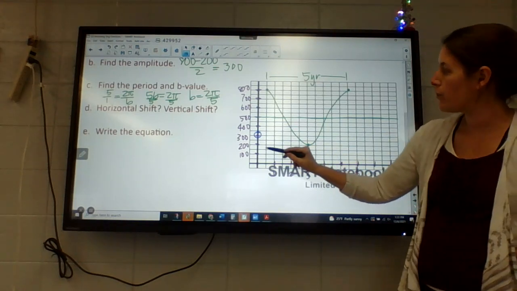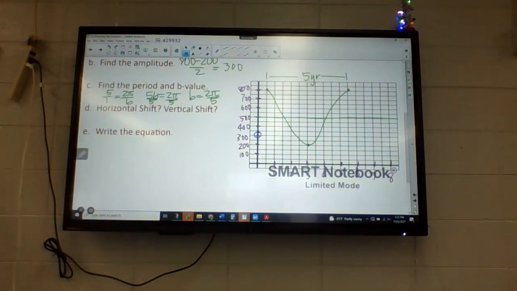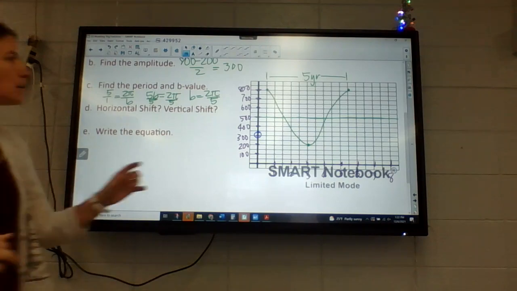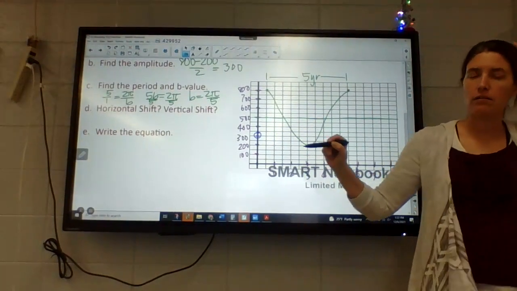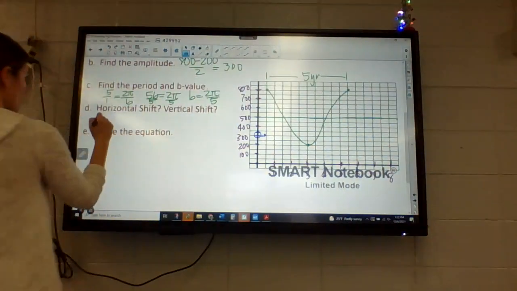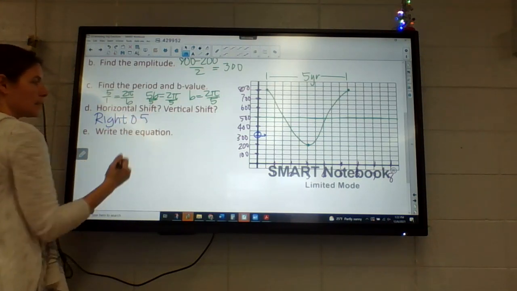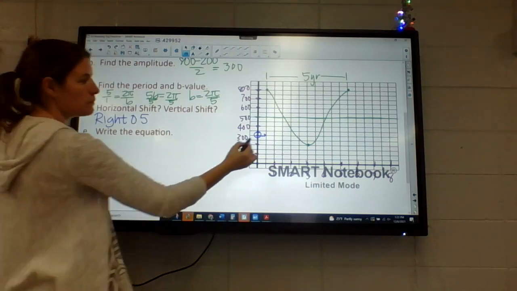And so I need to move over and up, right? What's that? That's the amplitude. Yeah, because normally cosine looks like this, right? Where this is 0, 1. But if that was actually 300, that's how high we'd be, right? So, how much over do I need to go? A half of a year, right? So I'm going right 0.5, and then up 500.